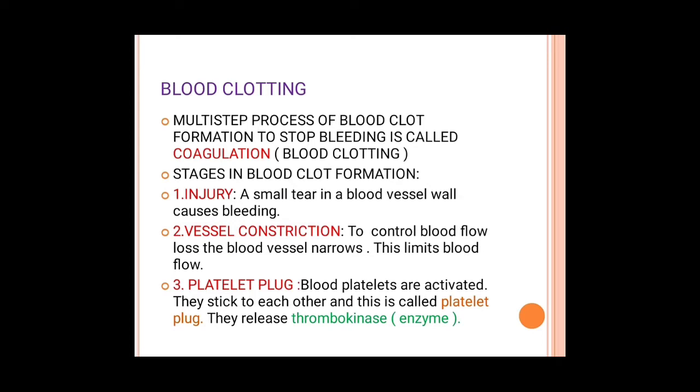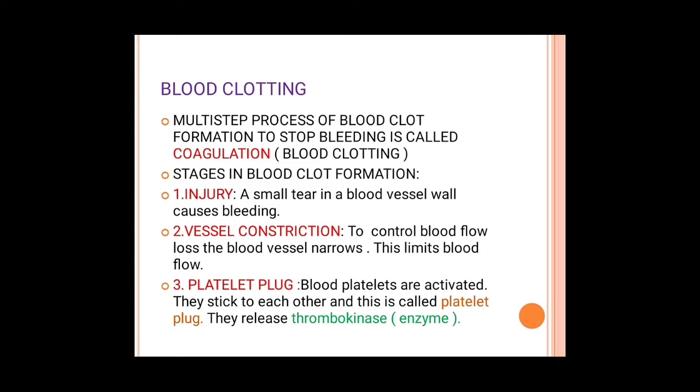Stages in blood clot formation. First stage, injury. A small tear in blood vessel wall causes bleeding. Second process is vessel constriction. To control blood flow loss, the blood vessels narrow. This limits blood flow.